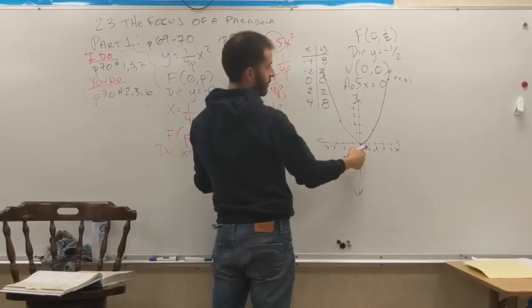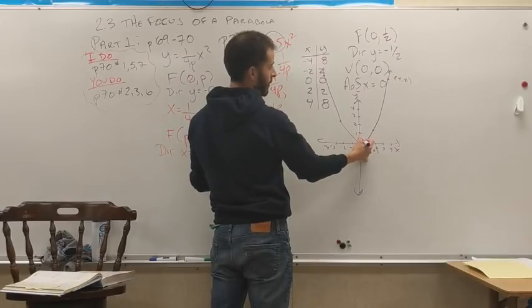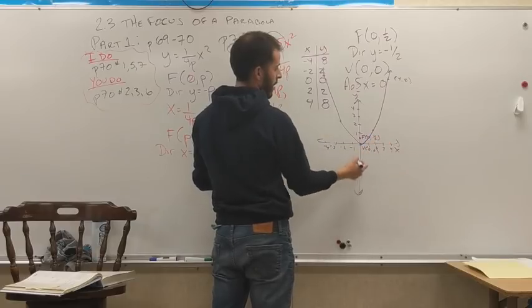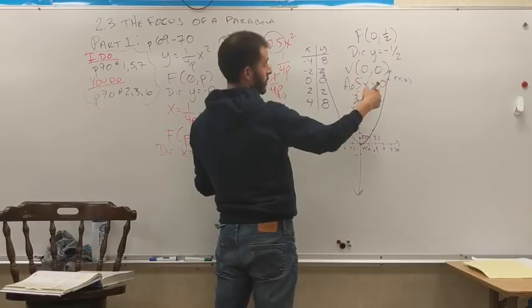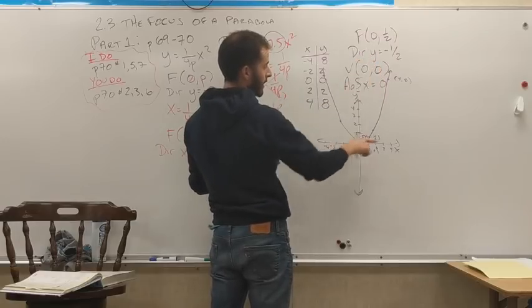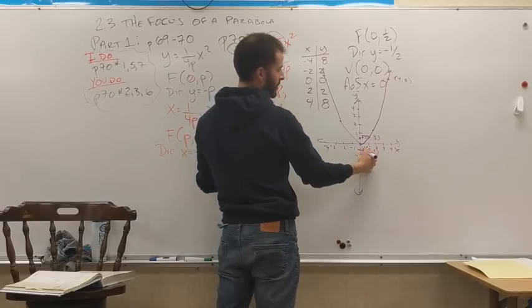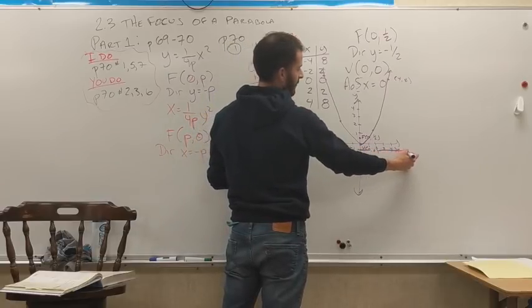I label my vertex with a V. I'm going to label my focus with an F. I'm going to label my axis of symmetry, which is, my directrix. Y equals goes like this, -1/2. My directrix actually gets a thick line.